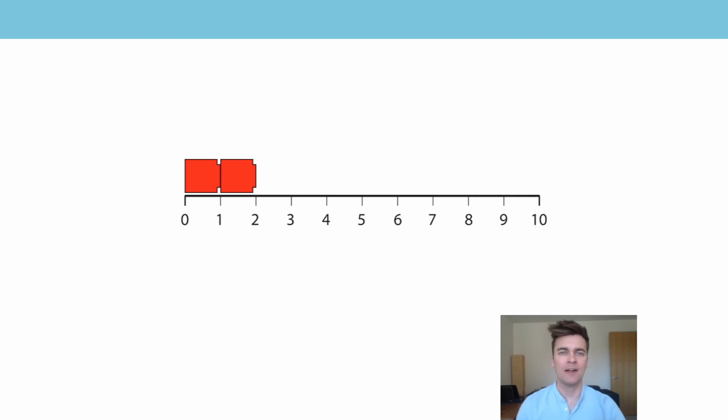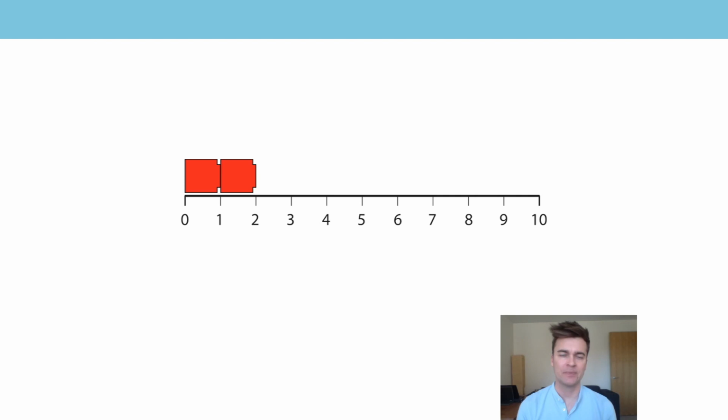Let's take a look at these 2 blocks on the number line. What do you notice about where the blocks start? At which number do the blocks start? 0. And where do they end?